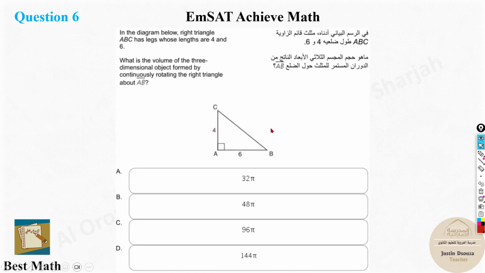Now here again, geometry. In this diagram below, the right triangle ABC has legs whose lengths are 4 and 6. What is the volume of the three-dimensional object that is formed by continuously rotating it? Okay, so this is about a rotation problem. You might have this in your term 2, term 3 for grade 12 advanced students. You might come across such problems as well. But this is a pretty straight problem because they have given all the dimensions and they have told us it's continuously rotating the right angle triangle.